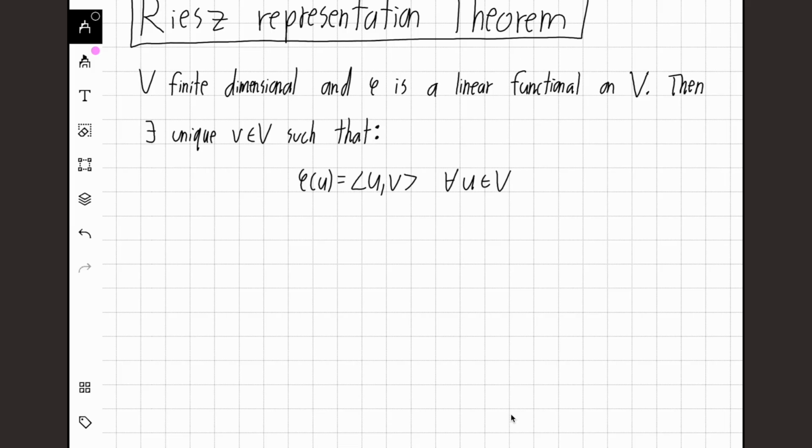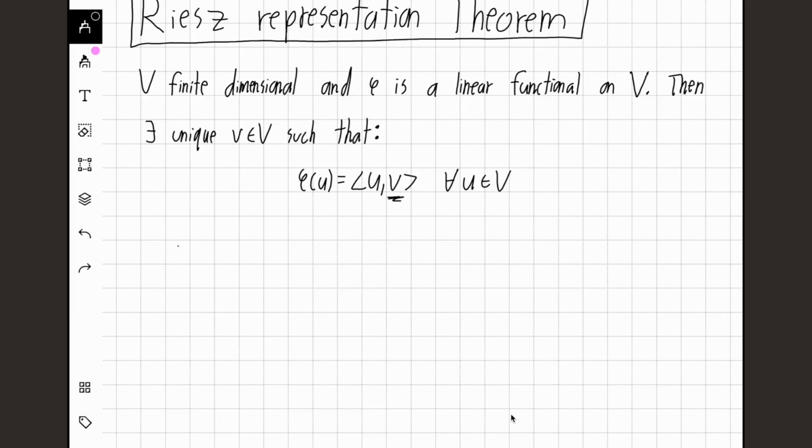But basically, the theorem says if V is finite dimensional, and phi is a linear functional on V, then there exists a unique vector v from our vector space V such that the linear functional expressed on u is the same as the inner product of u with this special vector v. So this special vector v is unique, and for every u from our vector space V, if we apply the linear functional to u, it's the same thing as taking the scalar product of u with our special vector v. First of all, what is a linear functional?